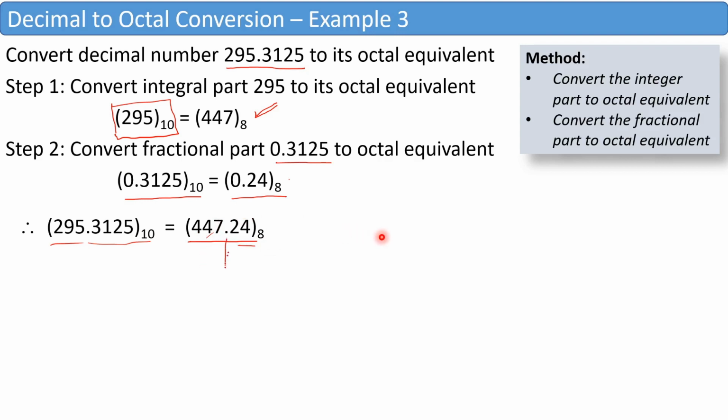So we have 447.24, and this point that we put here is similar to a decimal point, but only in this case, because we are in base 8, the octal base, we will call it an octal point. So this becomes the method of conversion from decimal to octal.